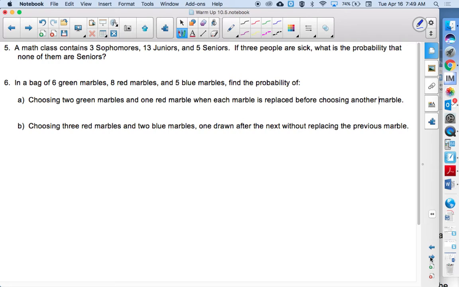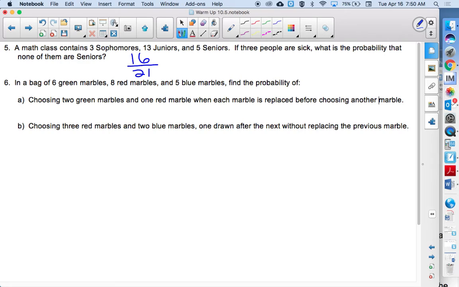So looking at the total that would be in this class, well, how many total students are in the class? 8 or 16. So 16 and 5 make 21. So 21 students in the class. I'm going to pick one student to be sick. Find the probability that that one student is not a senior. So Will, how many students in the class are not seniors? 16. So 16 out of 21 students are not seniors.